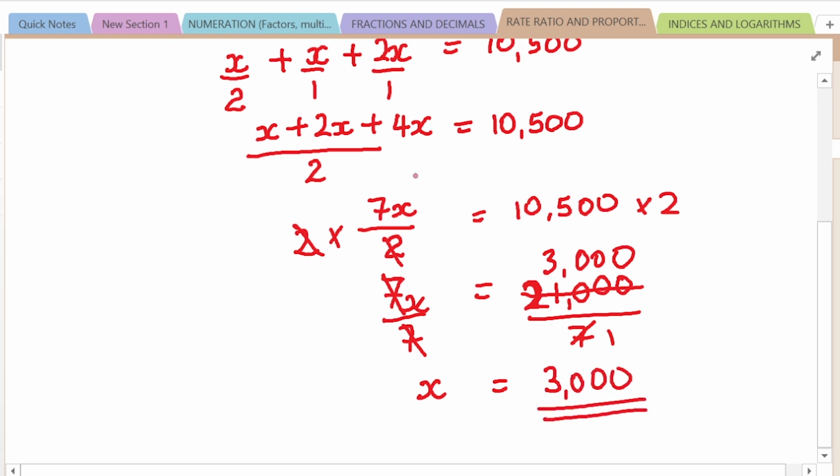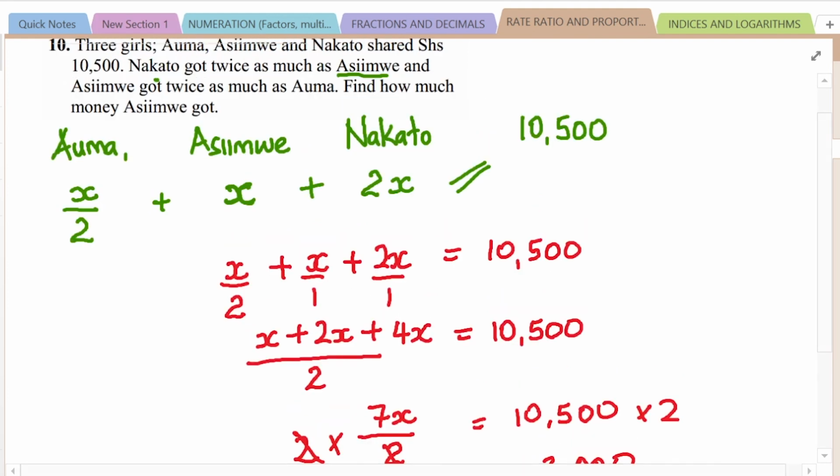So 3,000 means that is how much Asimwe got, because the question asks here that find how much money Asimwe got. So since the value of X is what Asimwe got, Asimwe got 3,000, and that's the answer.